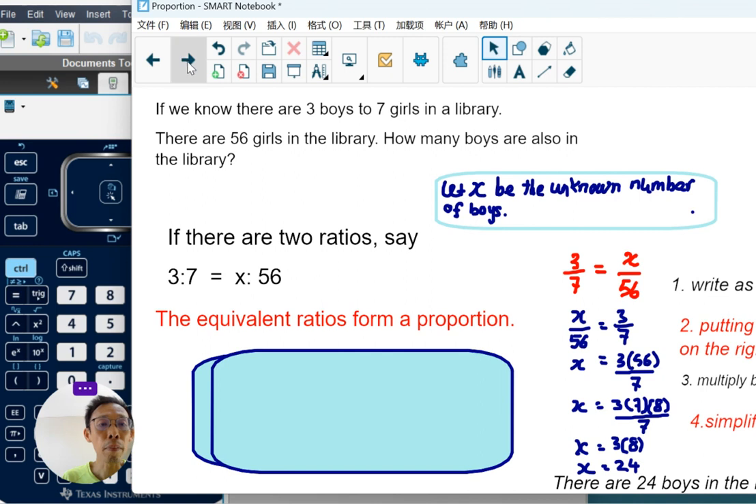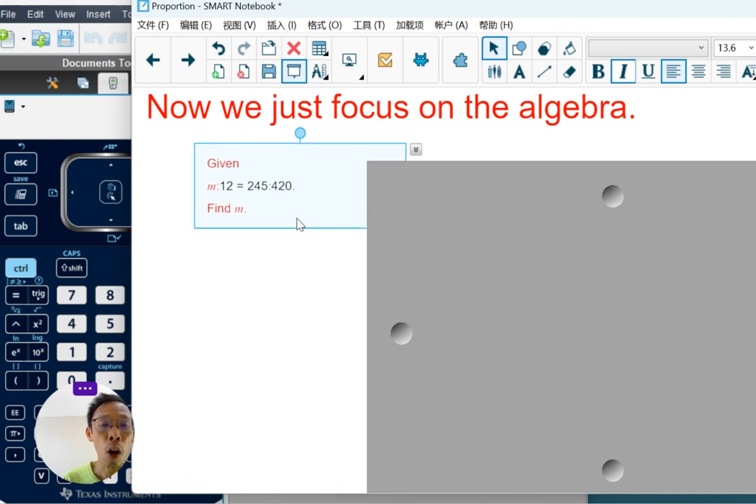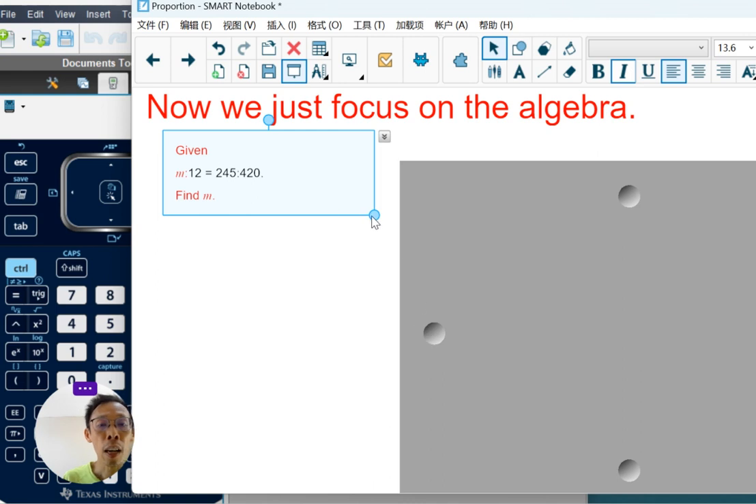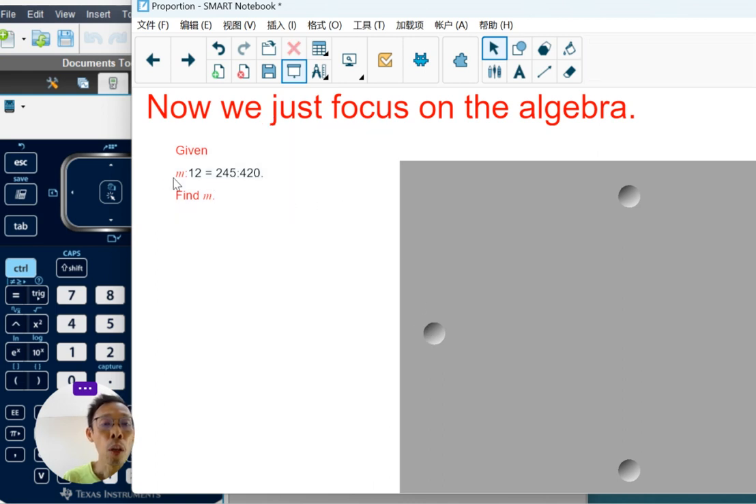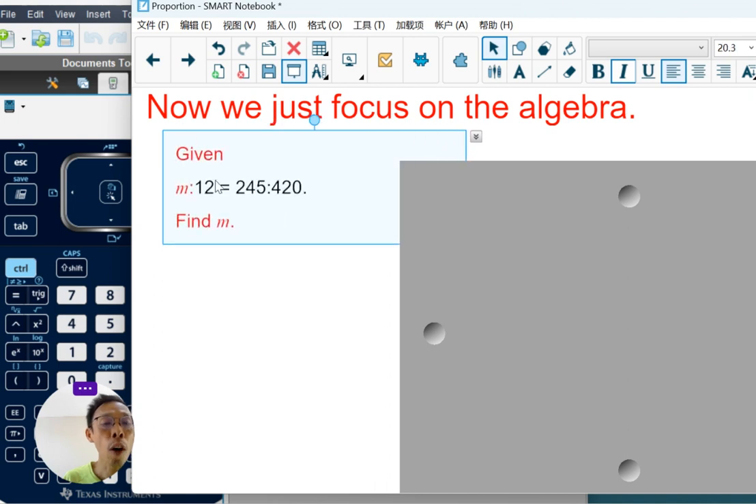All right, then the next thing is that now we just focus on the algebra. That is, not worrying too much about the context, just the algebra. And here we have to find m. Here we have m to 12 is equal to 245 to 420. Find m. So same process again. You may want to give this a try by stopping the video, and when you're ready, start the video again to check your answer. All right, welcome back.